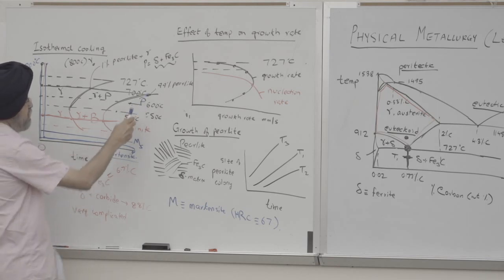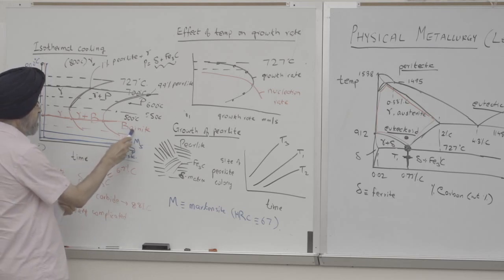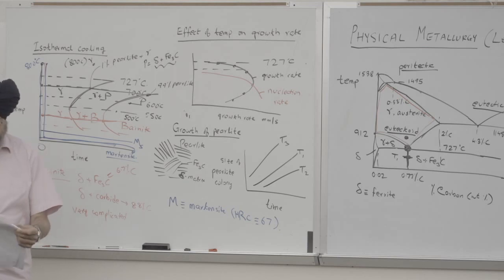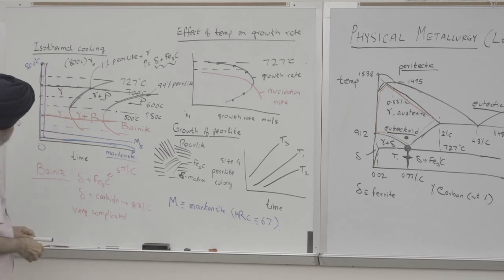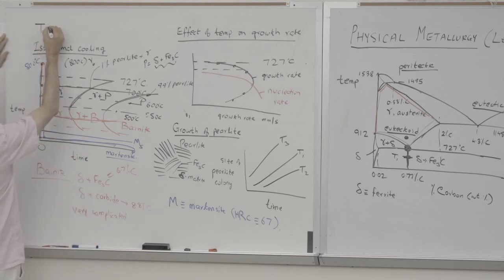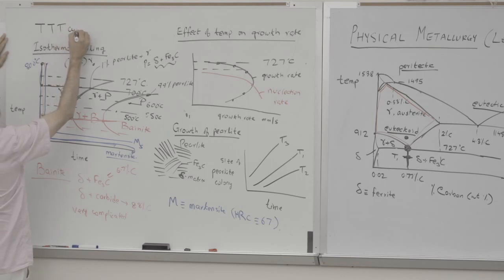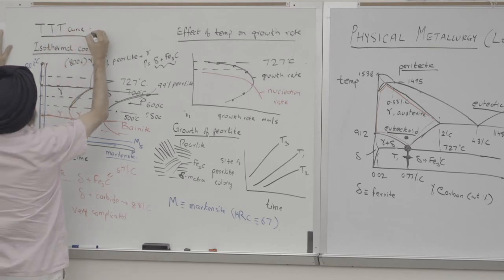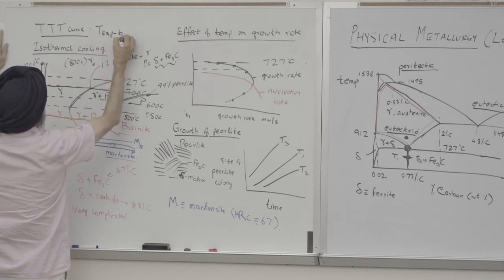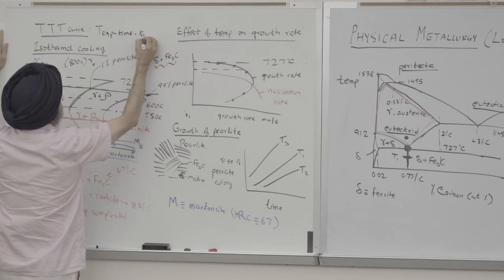So pearlite is the softest, bainite is harder, and martensite is the hardest. So with that, I'm going to stop today, and next time we'll do more on this diagram. By the way, I forgot to mention, this diagram is called the TTT curve. That stands for time, temperature, transformation.